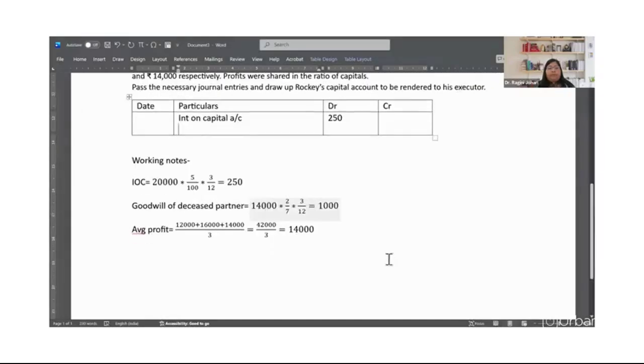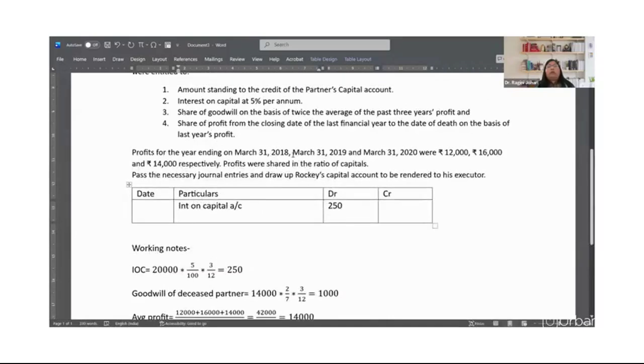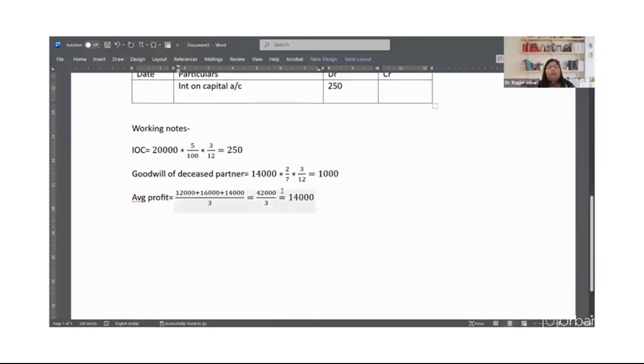One second, let me check, sorry. The share of goodwill is on the basis of twice the average, no? So this is the average profit. So before this, we need to find out goodwill. So goodwill of the firm will be 14,000 multiplied by 2, that is 28,000. So 28,000 is the goodwill amount. Now, basis this, we need to calculate this goodwill for Rocky, right? So Rocky's share in goodwill should be 8,000.